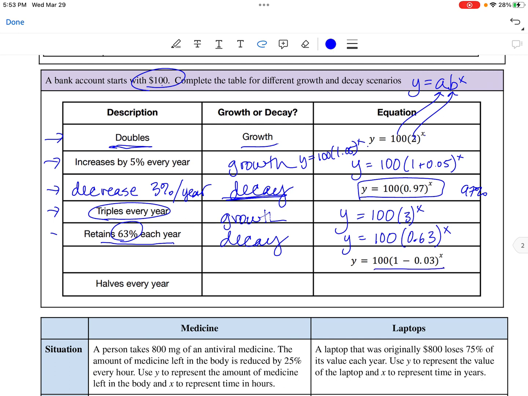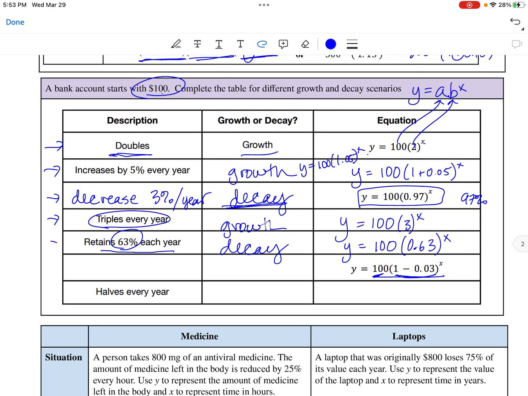Okay, what about this? Here we have 100 initial value, and then the growth rate is 1 minus 0.03. And if we look up here, when something increased by 5% a year, we added it to the 1. It was 1 plus 0.05. Now we're subtracting it. So if we're subtracting it from 1, that means we're losing money, decaying. I guess we're spending some of our bank account down. And how much are we losing each year? Well, we are losing 3% a year.